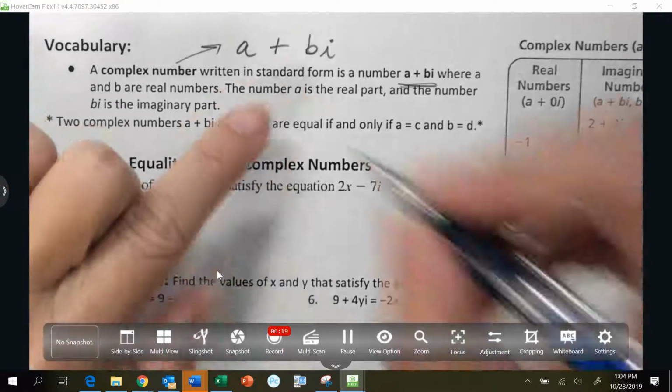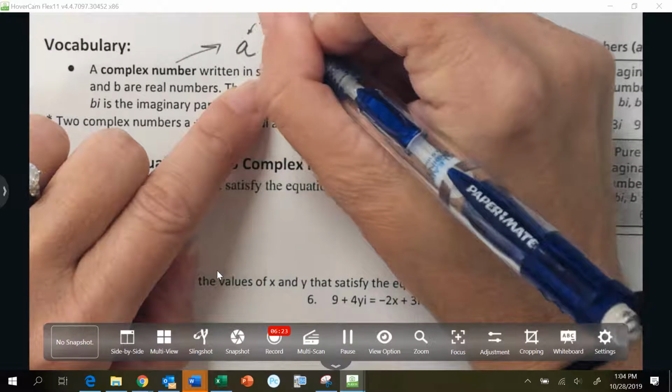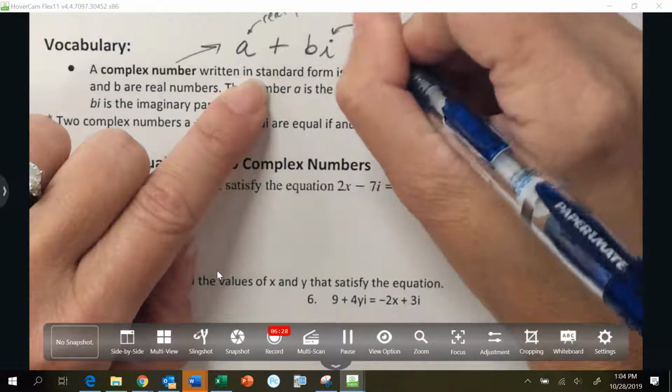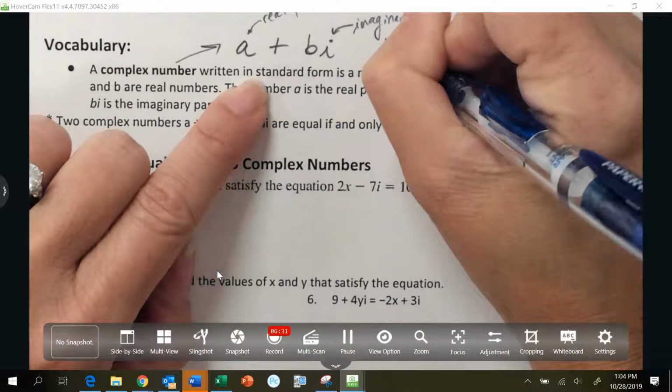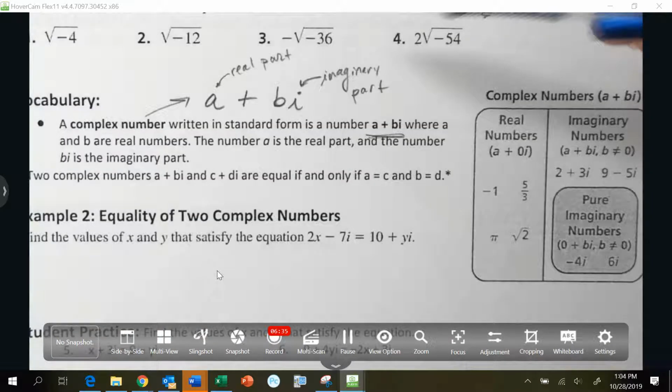Complex numbers. a is the real part, and bi is the imaginary part. We have a real part and an imaginary part.